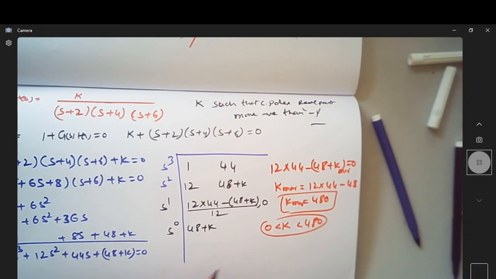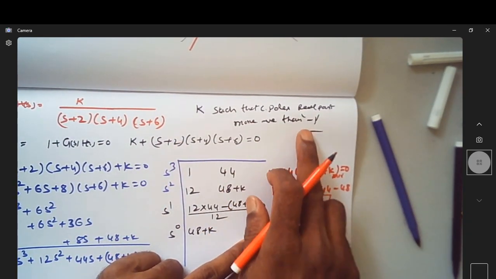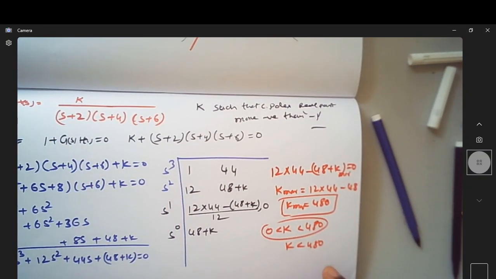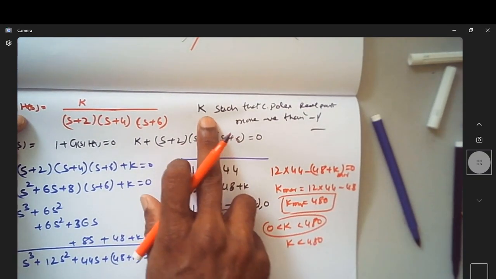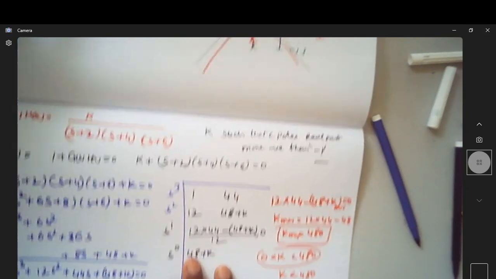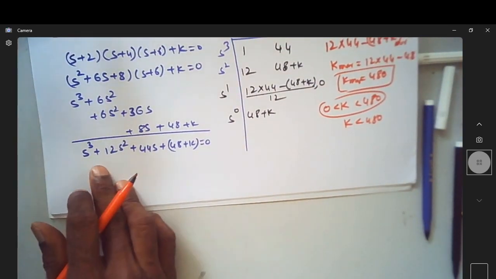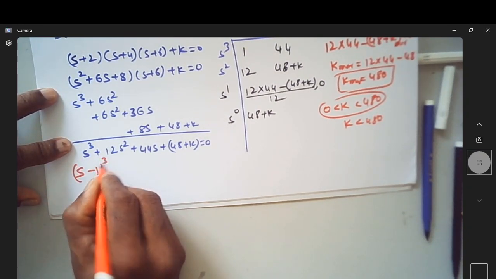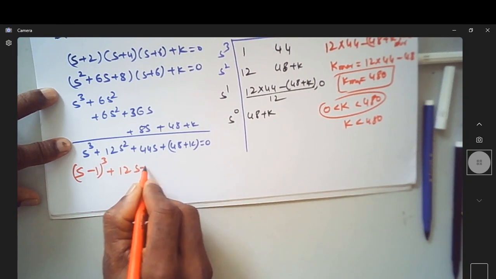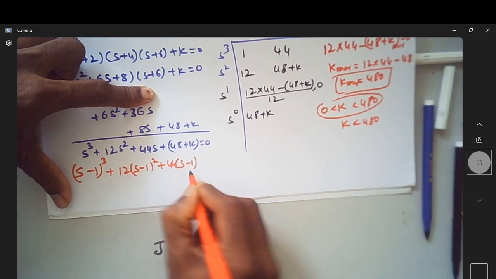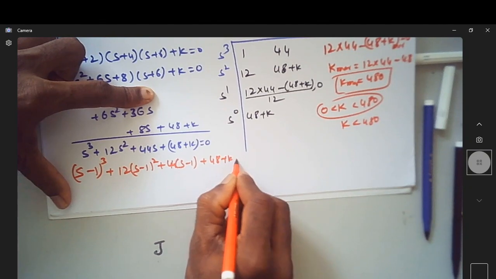But there is no guarantee about the real parts being less than -1. If the value of k is less than 480, then it is true that all the poles are in the left half of the S-plane. So to find the value of k such that closed loop poles have the real part more negative than -1, I have to replace s by s minus 1. Then this becomes (s minus 1) whole cube plus 12 into (s minus 1) whole square plus 44 into (s minus 1) plus 48 plus k equal to 0.